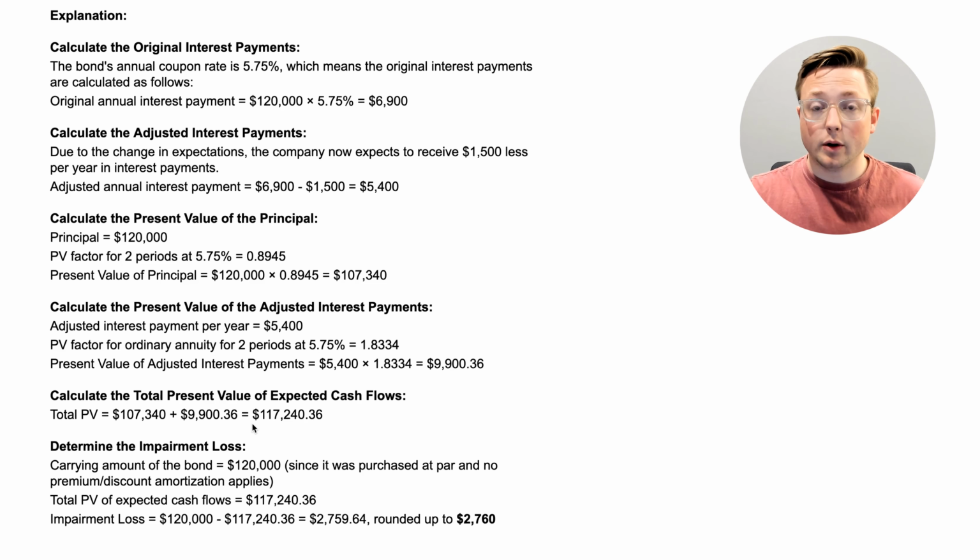Calculate the total present value of expected cash flows, compare that to the carrying amount of the bond, which is the amortized cost, and that will give us the impairment loss. All right, that was question 2. Let's go to question 3.